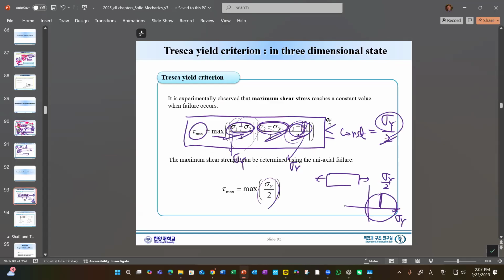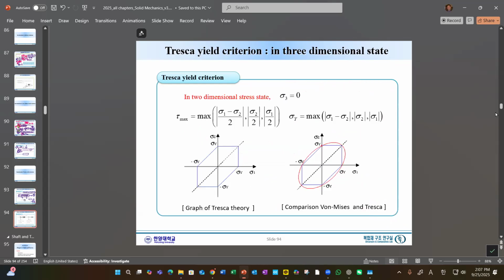Okay, so that's the one. I'll write it here. Maximum of sigma 1 minus 2, 2 minus 3, and 3 minus 1 should be less than sigma yield. Yield is what we measured from a simple tension test. So we plot these equations into a sigma 1, sigma 2 plane, with sigma 3 equals 0 in the two-dimensional case.